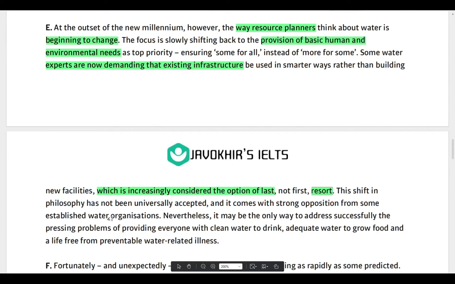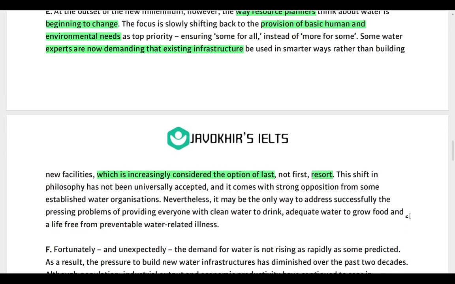This shift in philosophy has not been universally accepted, and it comes with strong opposition from some established water organizations. Nevertheless, it may be the only way to address successfully the pressing problems of providing everyone with clean water to drink, adequate water to grow food, and a life free from preventable water-related illnesses.